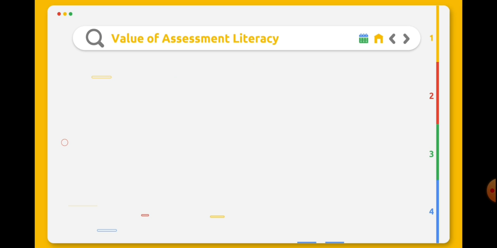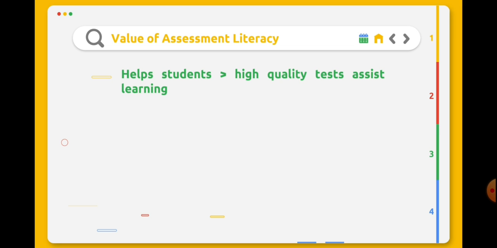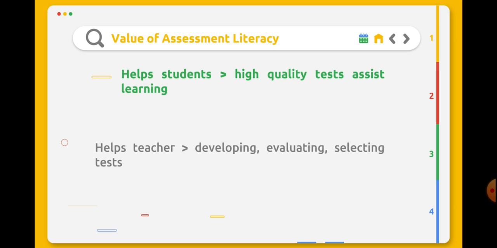The next point is the value of assessment literacy. It refers to the positive impact of the test for learning. For students, assessment helps students. High-quality tests assist learning. Meanwhile, assessment also helps teachers because the teacher can develop, evaluate, and select tests.